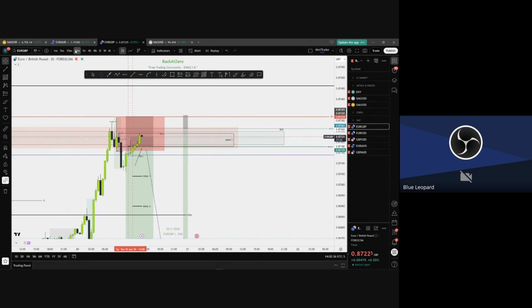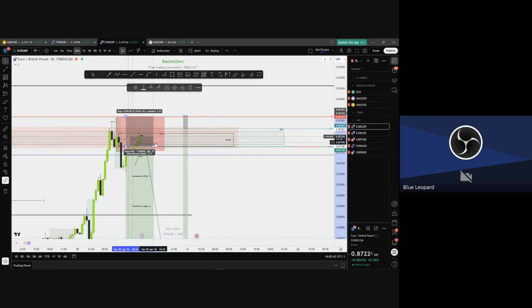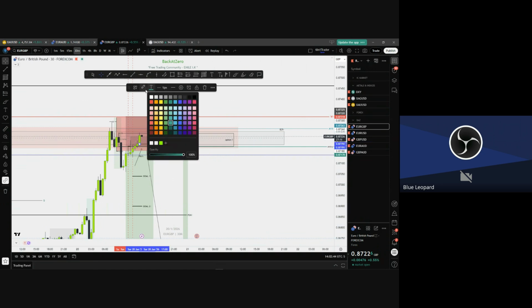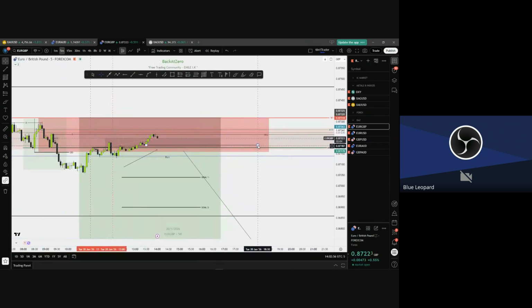Now, inside of this M30, as soon as I see maybe this guy here getting engulfed, I will be very confident about my trade. You understand? And on a lower time frame, it will be a change of character.